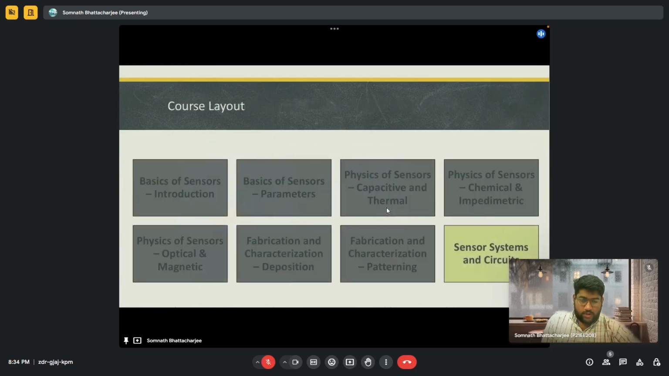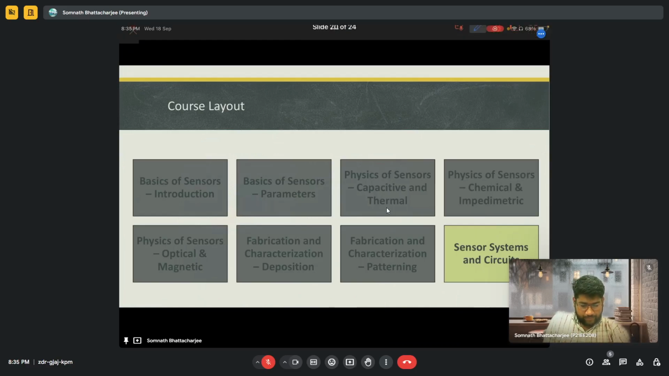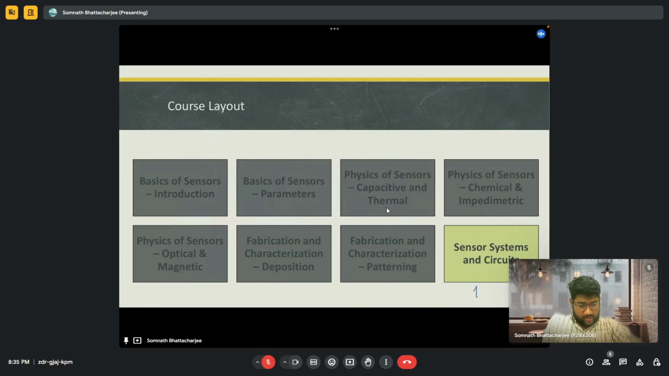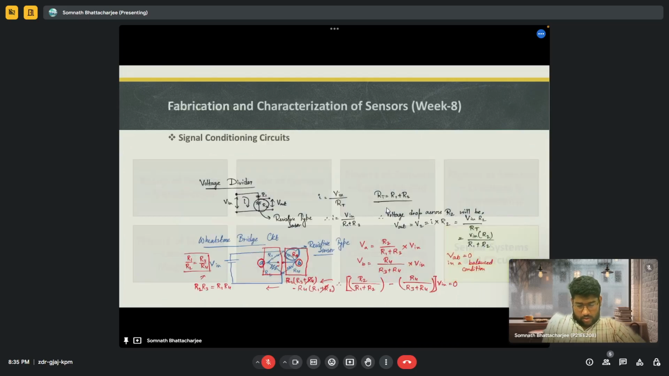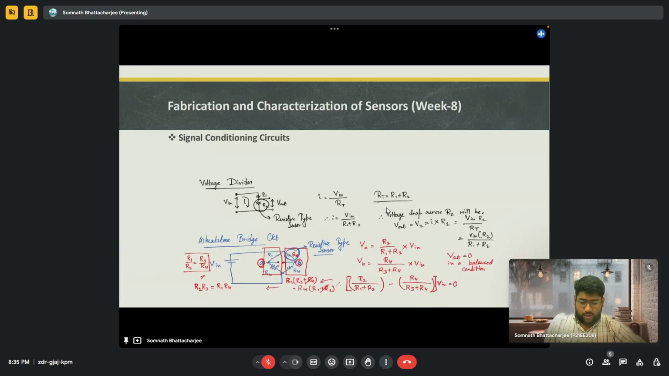So we'll move towards the last fractal, that is the sensor systems and circuits. We'll learn about the sensor, how to use these fabricated and designed sensors inside a system or maybe inside a circuit. The first thing we need to know is the signal conditioning circuit. What are signal conditioning circuits and how do they work?